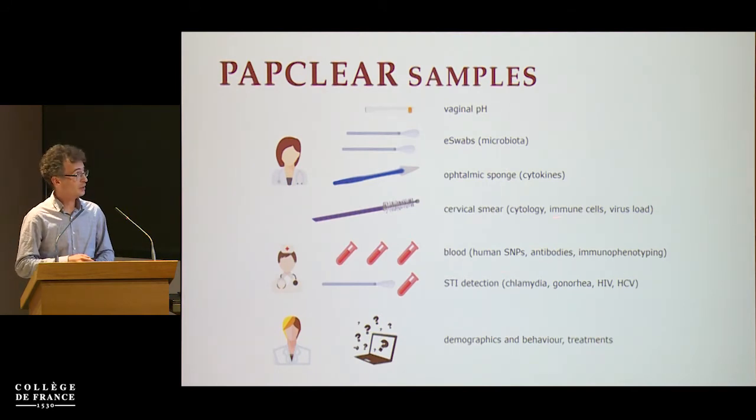We collect blood. We want to look at human genetics. We want to look at HPV antibodies, and we would like to do some immunophenotyping. We, of course, test for other STIs, and we collect a lot of metadata on behavior.